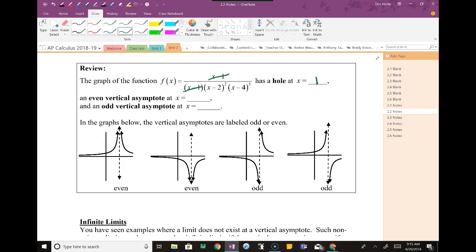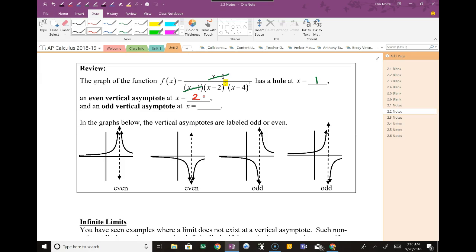Yes, so when we have even vertical asymptotes, it sucks both sides of the function up towards it or down. It's like a volcano effect. Anything that has an even exponent is going to cause that even asymptote look. So where on this function would I have even vertical asymptotes? At x equals 2.